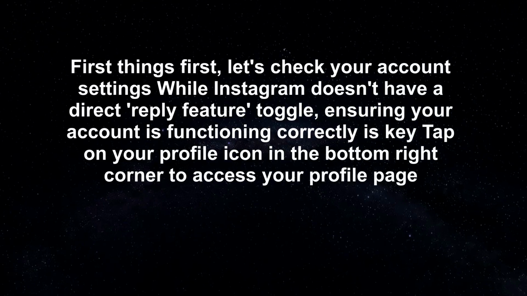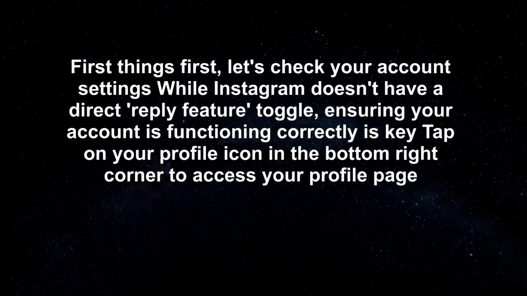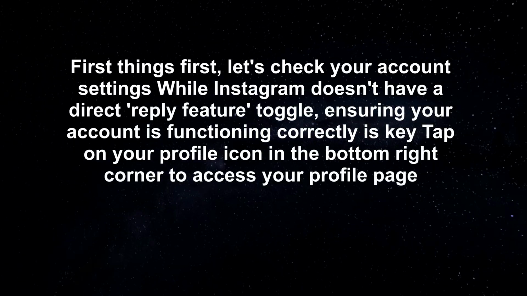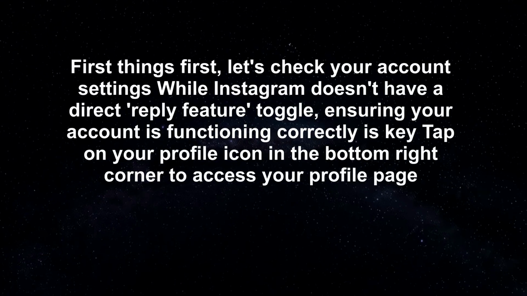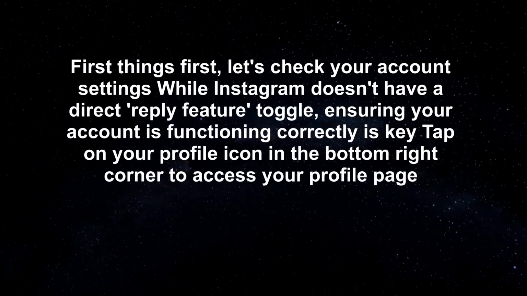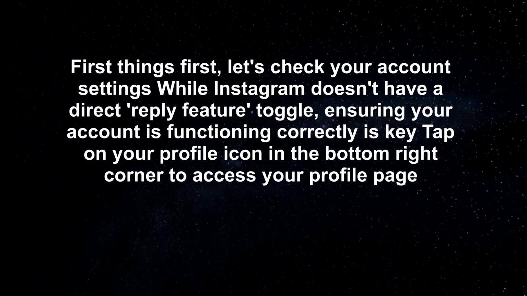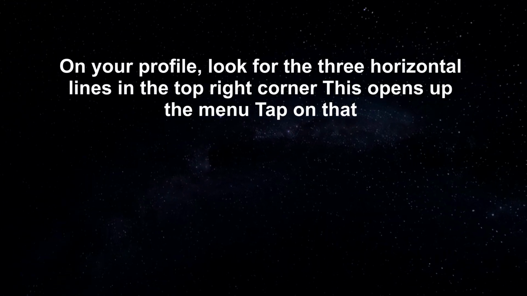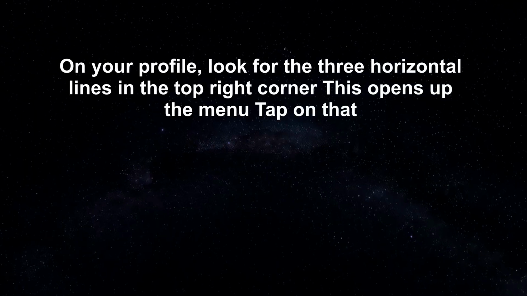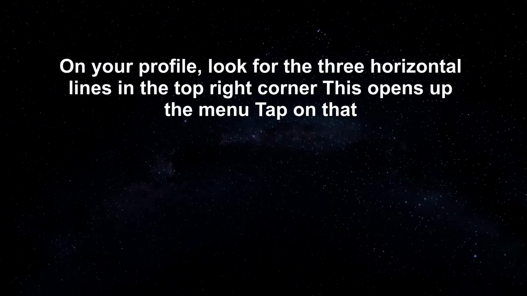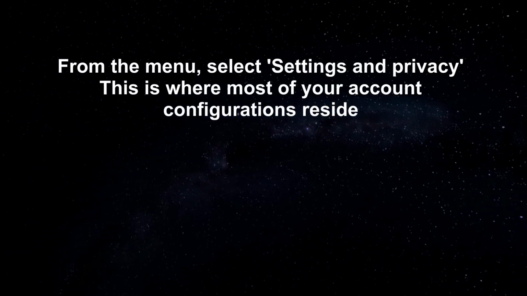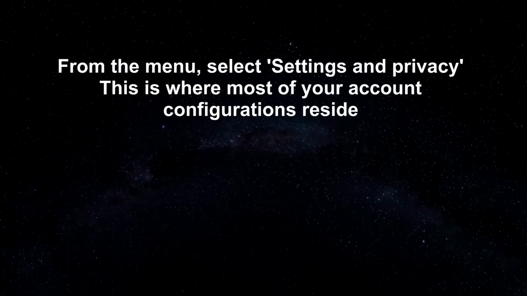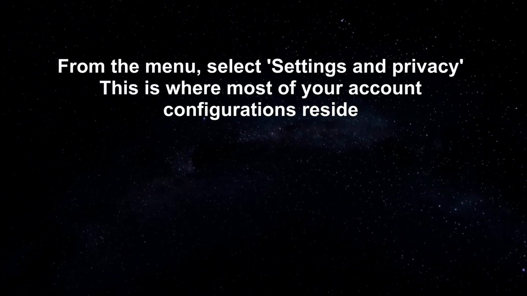First things first, let's check your account settings. While Instagram doesn't have a direct reply feature toggle, ensuring your account is functioning correctly is key. Tap on your profile icon in the bottom right corner to access your profile page. On your profile, look for the 3 horizontal lines in the top right corner. This opens up the menu. Tap on that. From the menu, select Settings and Privacy. This is where most of your account configurations reside.